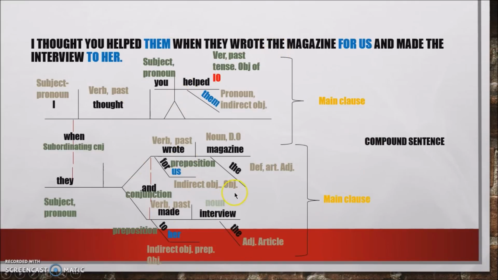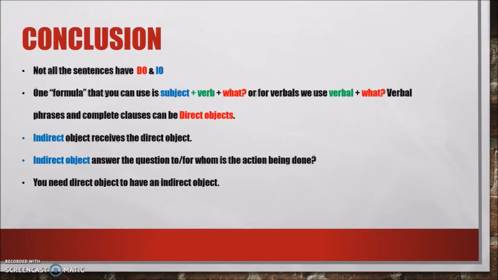This sentence, as I said, is a compound sentence. And now, for the last part, let's see a short review of some of the main points that we have seen. The first one: not all sentences have a direct object or an indirect object. For example, remember the example of he paints the house for Katie. Another one: the formula to find the direct object is subject plus verb plus what, and in verbals we use verbal plus what. Verbal phrases and complete clauses can be direct objects.